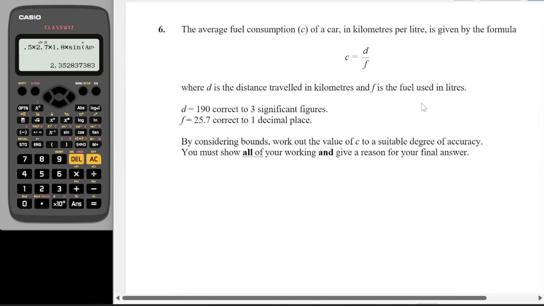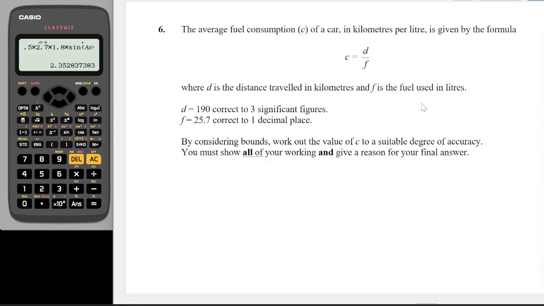Okay, the average fuel consumption C of a car in kilometers per litre is given by the formula C is equal to D over F, where D is the distance travelled in kilometers and F is the fuel used in litres. D is 190 correct to three significant figures. F is 25.7 correct to one decimal place. By considering bounds, work out the value of C to a suitable degree of accuracy. You must show all your working and give a reason for your final answer.